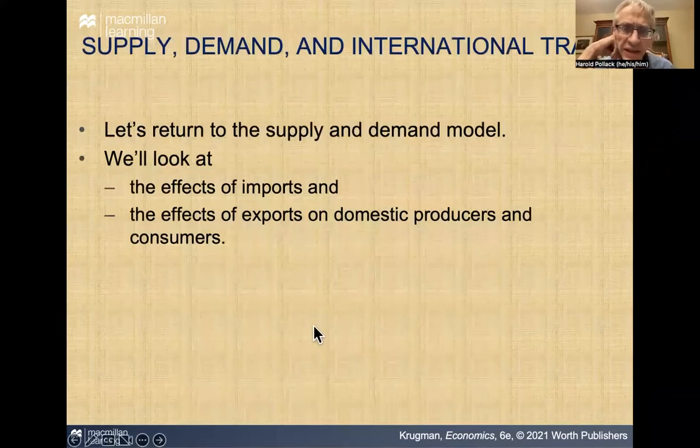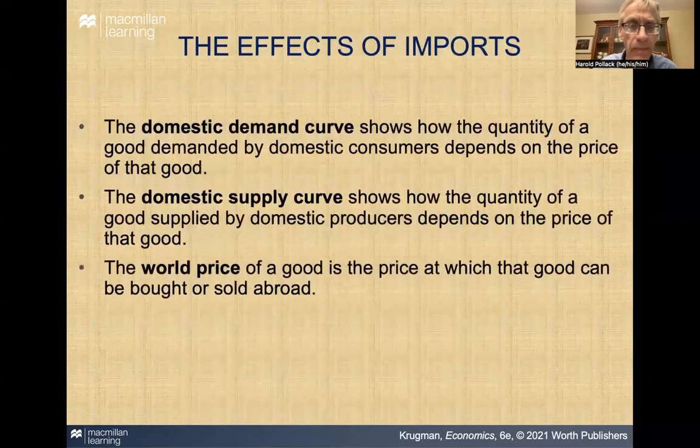Now let's look at the supply and demand model and how imports and exports play out and the impact on domestic producers and consumers. And I think this is actually important because it lets us understand what's happening in some of these competitive models in an interesting way. So the domestic demand curve shows how the quantity of a good demanded by domestic consumers depends on the price of that good. And similarly, the domestic supply curve shows how the quantity of a good supplied by domestic producers depends on the price of that good.